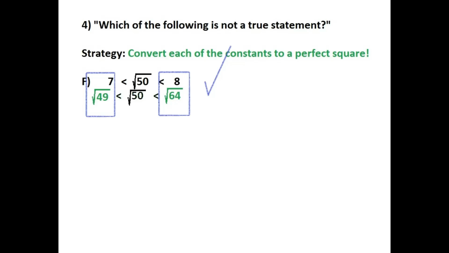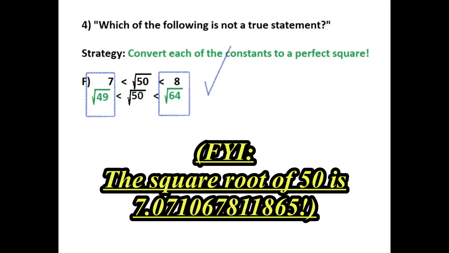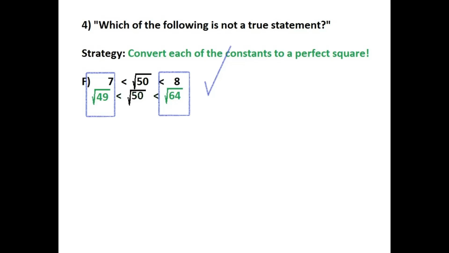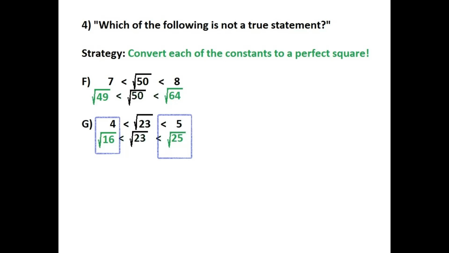All right. Now, could I find the square root of 50? Of course I could. And would it be between 7 and 8? Yes. But that would mean I'd have to take time and punch through my calculator when I don't have to. This method is a little bit faster. Let's see. Right here for G, you've got 4 is the same as the square root of 16, which is less than the square root of 23, which is also less than the square root of 25, which is 5. This is also a true statement.